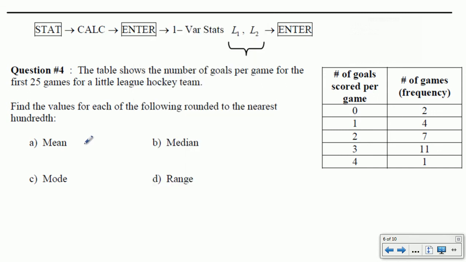So the mean of this data is 2.2 goals. The median is 2 goals. The mode is 3 goals. And the range is 4 minus 0, which is 4 goals.